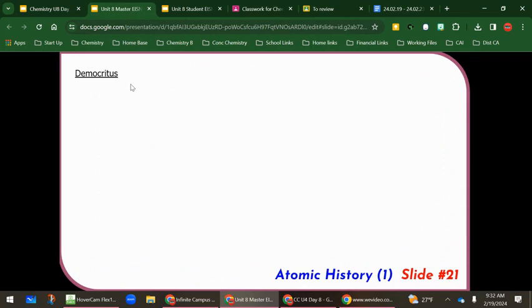Okay. First of all, the idea of the atom started with actually a Greek philosopher named Democritus, and it is about 400 BC. Now, again, I don't tell you that to expect you to remember that, but please understand that the idea of the atom started about 2,400 years ago. 2,400. A Greek philosopher named Democritus.